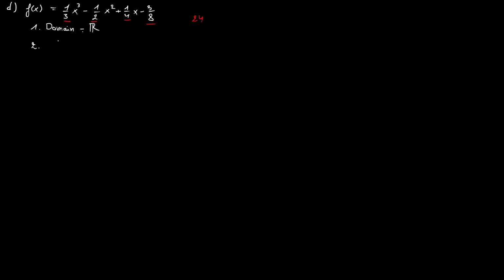So in other words, what do you get? You get, well, 1 over 24 because, well, we did times 24, so we need to take that out again. So we get, in this case, 8x to the power of 3 minus 12x squared plus 6x minus 9.